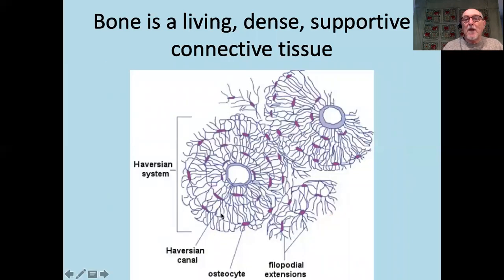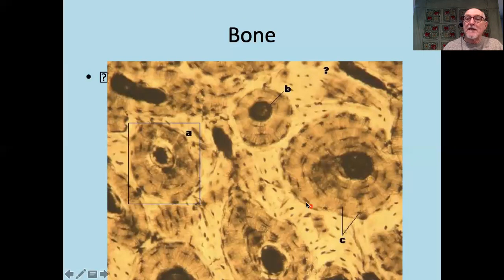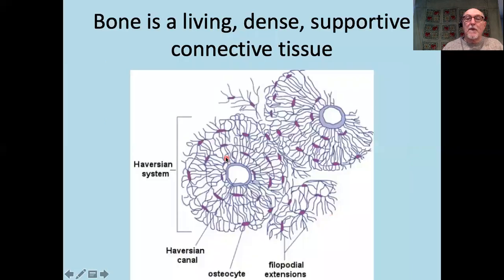So have a look here. That canal running down the middle is called a Haversian canal, and that's named after someone. And the whole one unit here, have a look here, and you'll see this. There's one unit, there's another unit there. Here's another one here, boxed for you. That is called a Haversian system.